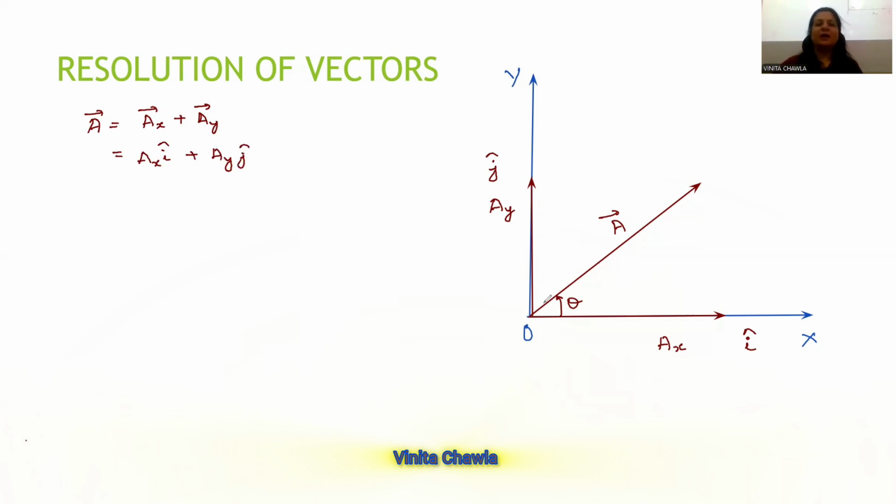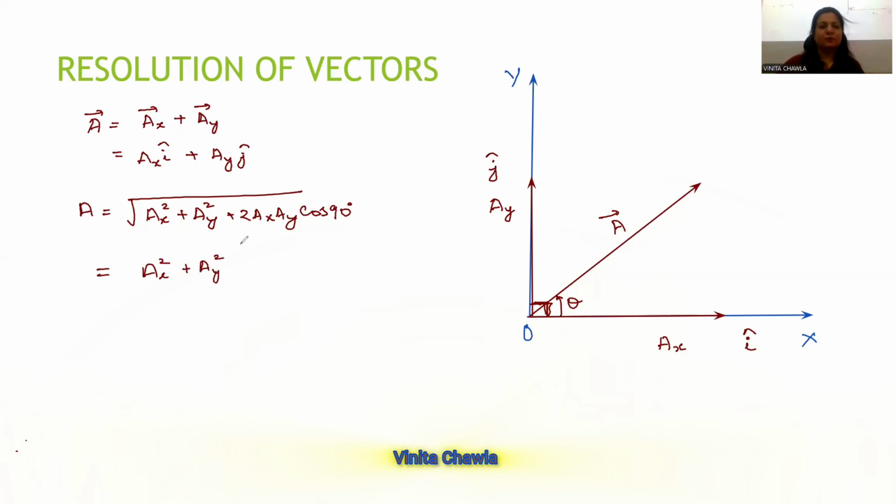Okay. Now, what is the angle between these two vectors? It's 90 degree. So we can write the resultant vector, magnitude of the resultant vector is A, and it is equal to square root of A x square plus A y square plus 2 A x A y cos 90 degree. Cos 90 degree is zero, so it's square root of A x square plus A y square.